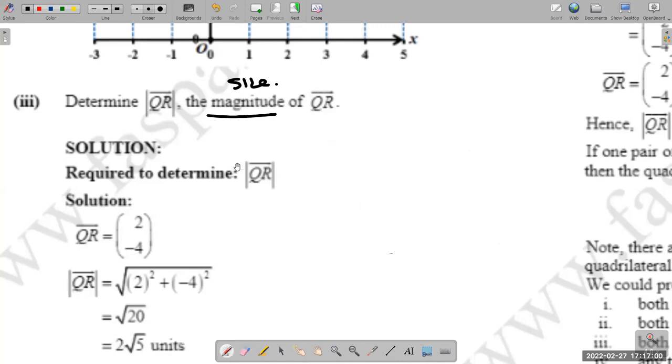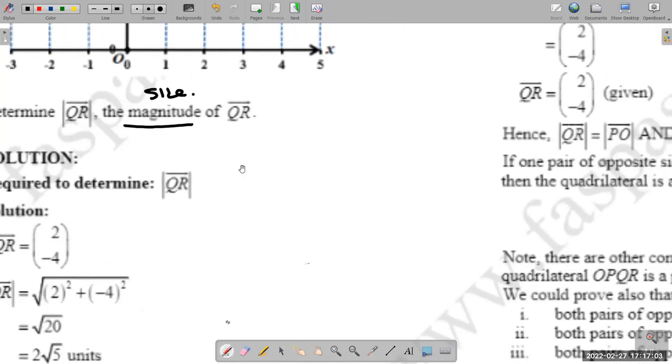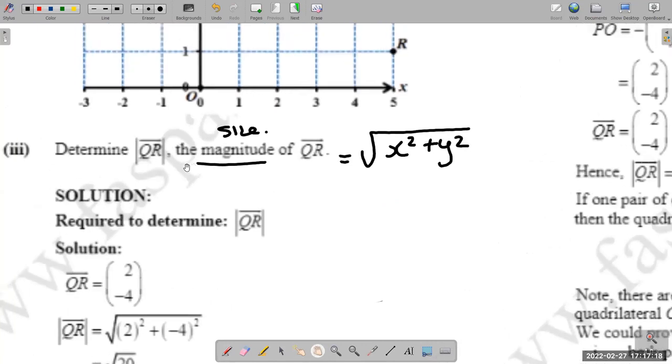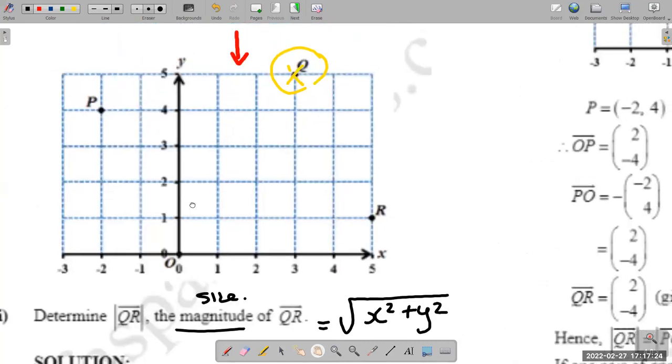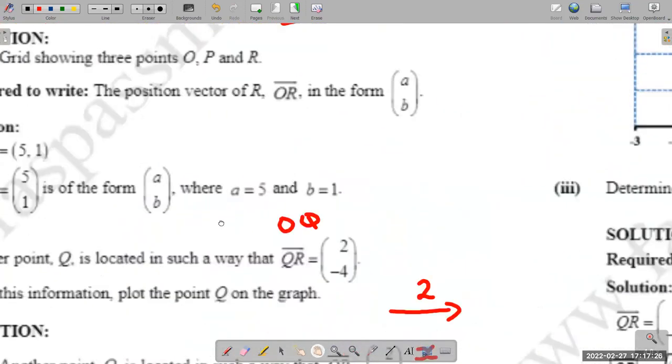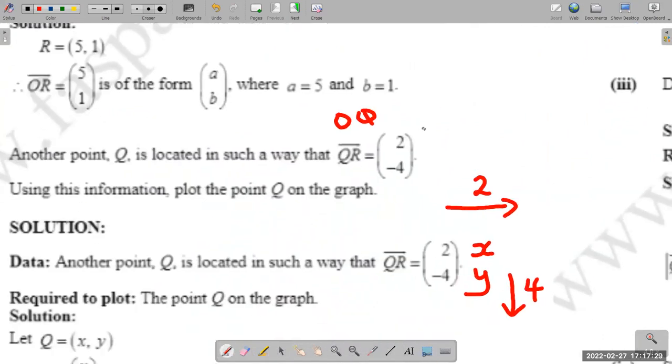If you remember, what is the formula to find the magnitude of any vector? It's almost like the Pythagoras theorem. The square root of x squared plus y squared. If you don't know this or you didn't know it before, please write it down. And so all we need to do is write down what is the point QR, and they gave it to us before. Look at here. QR is 2, -4. So that means x is +2, y is -4.